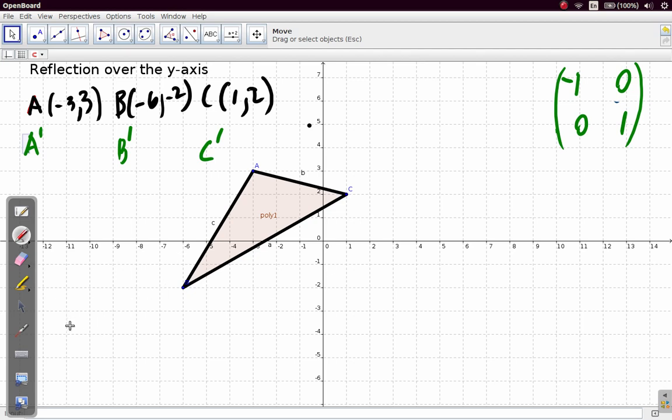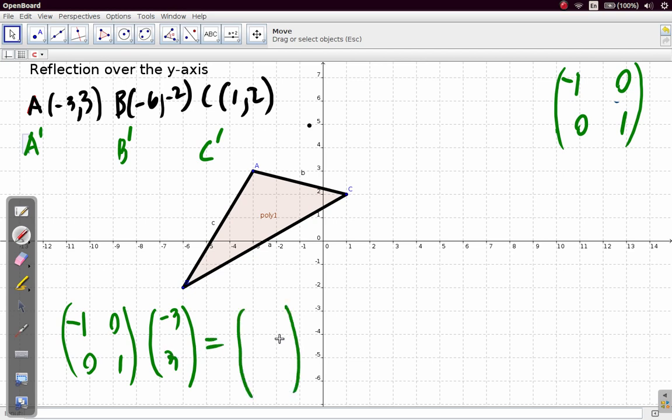Now what we have is the matrix negative 1, 0, 0, 1 at negative 3, 3. What will happen after we multiply? What I want you to do is just pause the video and finish this up for me. I want you to find the coordinates of A prime, B prime, C prime. So do it now.